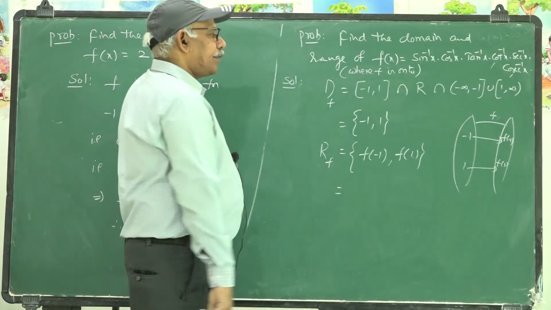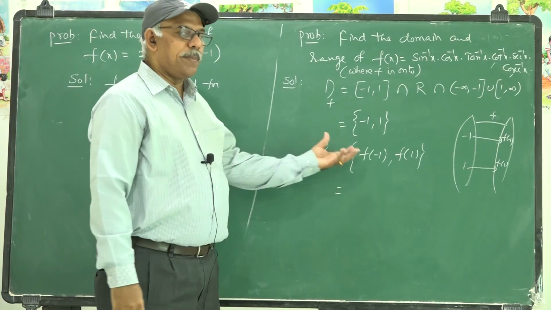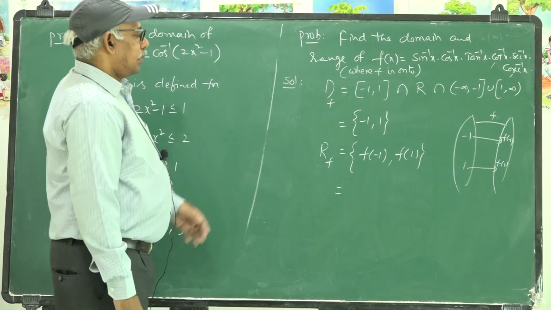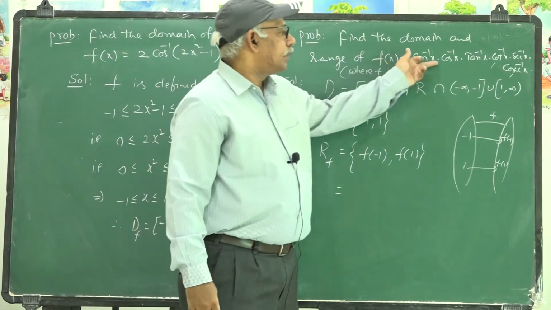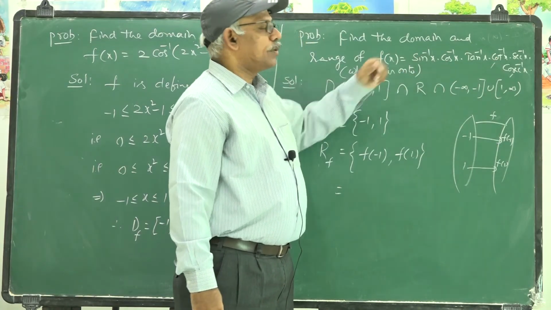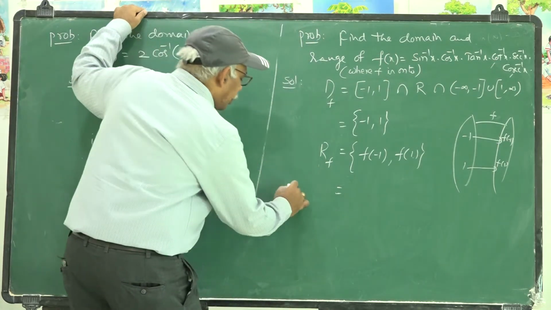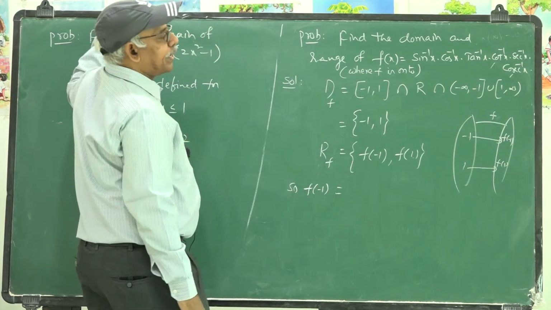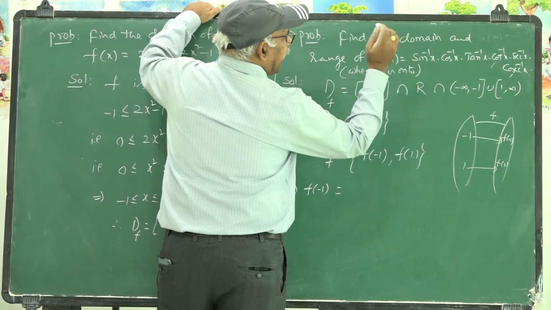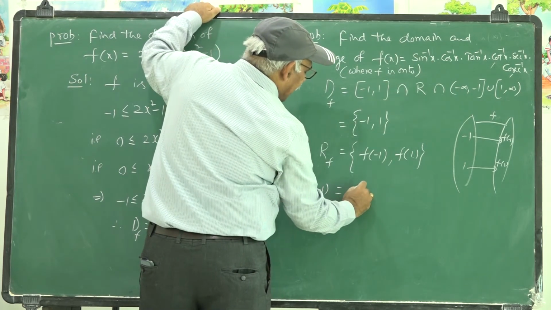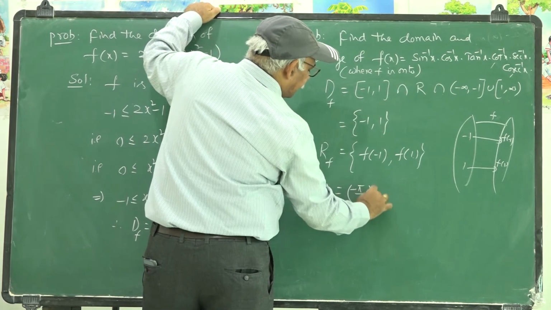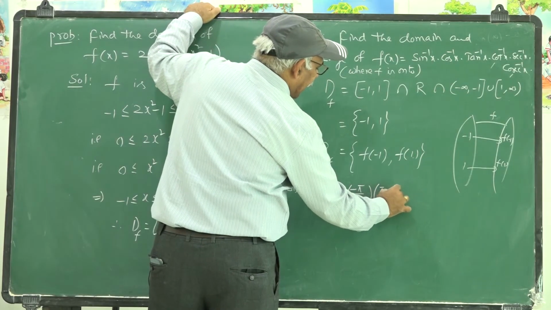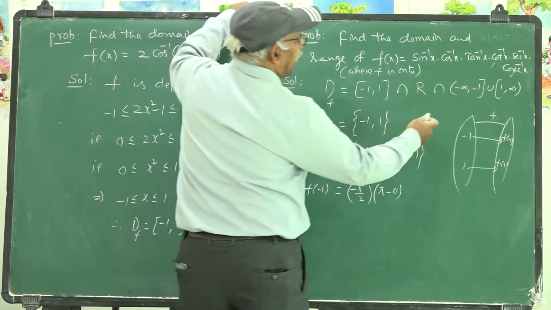So, the range of the function is clearly the image set, f of minus 1, f of 1. You can take x equal to minus 1 in this one. So, I will find f of minus 1 here. f of minus 1 is sin inverse of minus 1. Sin inverse of minus 1 is minus pi by 2.